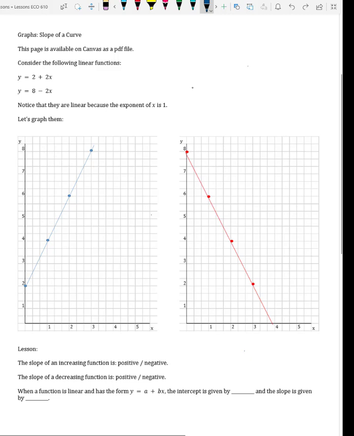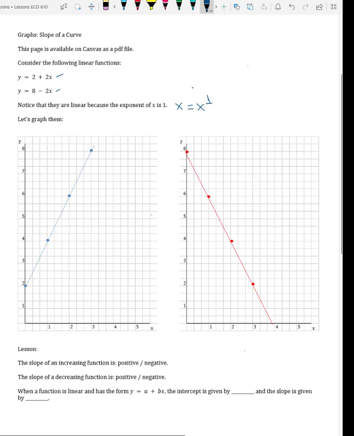In this lesson, we are going to practice how to calculate the slope of a linear curve. Consider the following two examples. y equals 2 plus 2x, y equals 8 minus 2x. Notice that they are linear functions because the exponent of x is 1. x has no exponent. That's the same as saying that x equals x power 1.